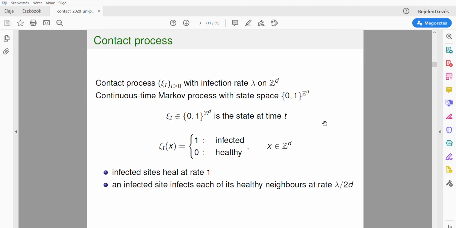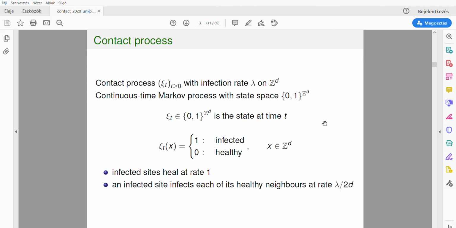Infected sites heal at rate 1, and if a site is infected, then it infects each of its healthy neighbors at rate lambda divided by 2d. That's it. This is the definition of the contact process. At first, it might look strange that this is a Markov process with an infinite state space, since the state space is the configuration of zeros and ones on Z^d. But this makes very good sense. This is a well-defined object, and that's a classical thing.